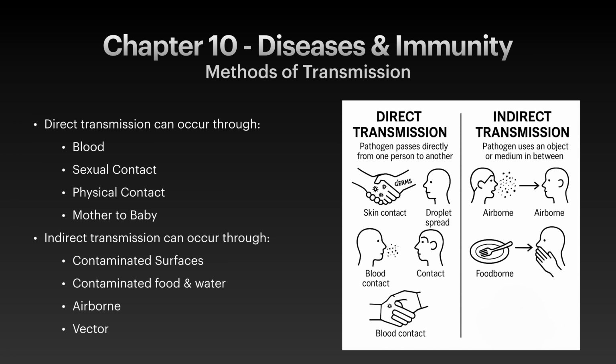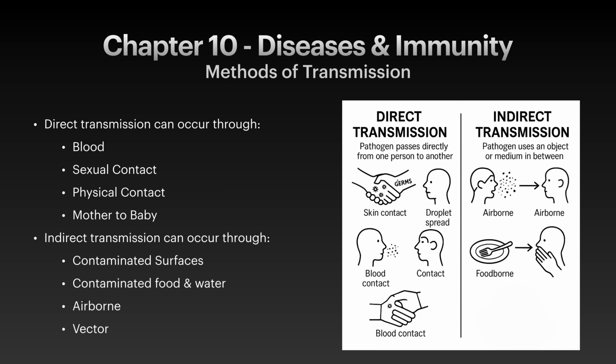As we discussed previously, pathogens spread in two main ways, either by direct contact or indirect transmission. In direct contact, there are three main ways: through blood, sexual contact, and physical contact. Pathogens transfer through blood either by sharing needles, blood transfusions, or mother to fetus across the placenta.